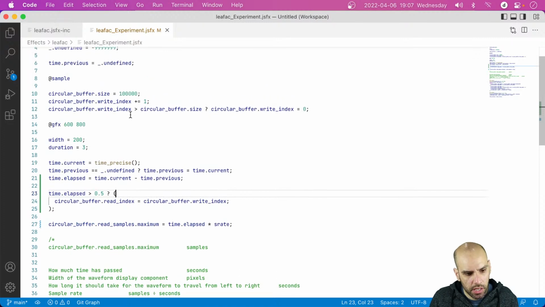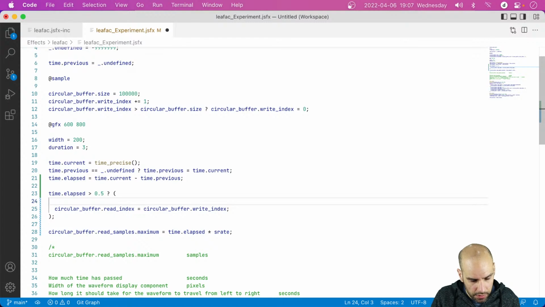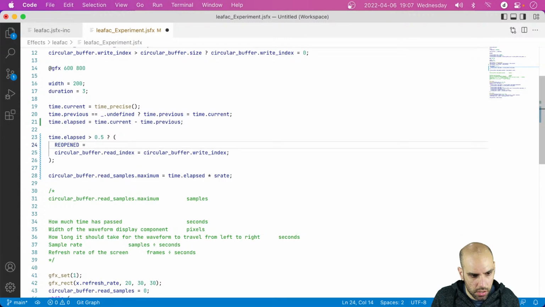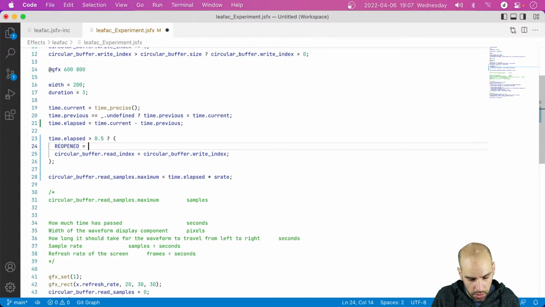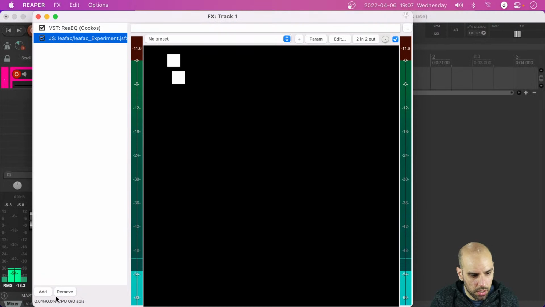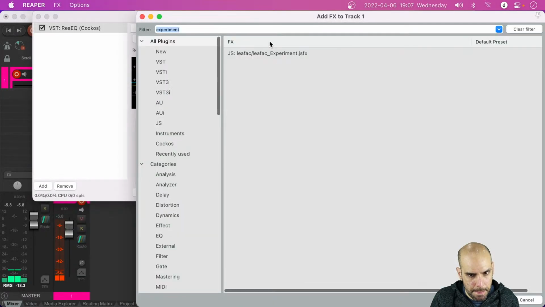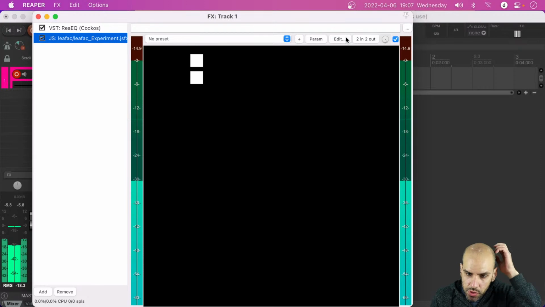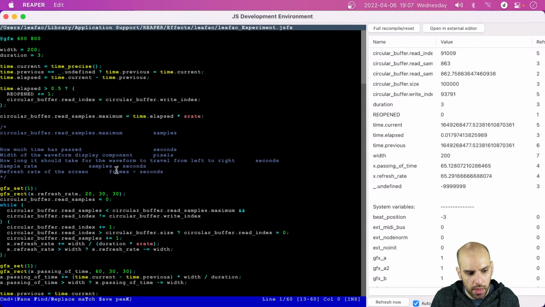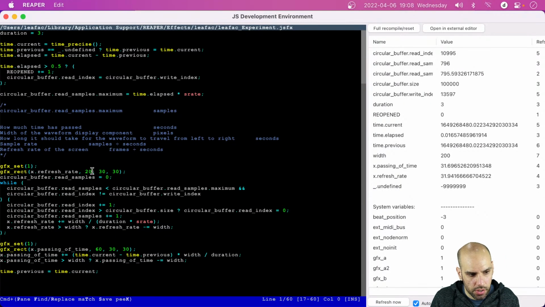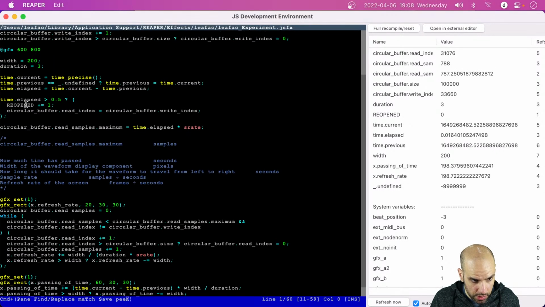Okay, I think I have a way of detecting if this is making sense. I can have reopened plus equals 1. And this is a trick that I often use to check whether a line of code has run or not. Because by default, reopened is a variable that starts with 0, as you can see here.